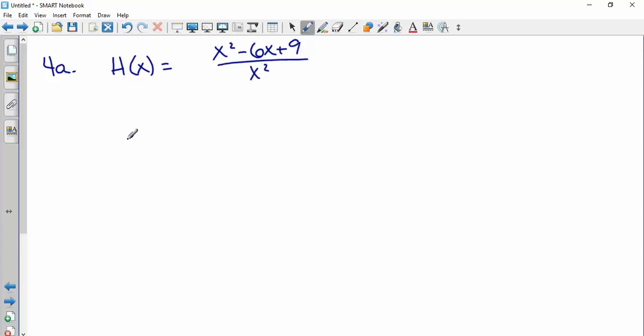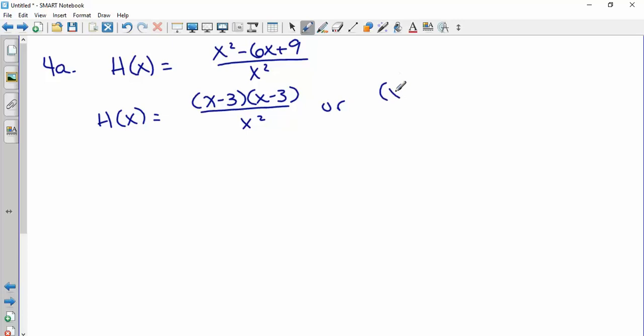Okay, so the first thing I will ask you to do is factor everything. So top and bottom. The top, how would that factor? -3 and -3. You can write it twice like this. If you want, you could also write it as x minus 3 squared. Either way is fine. Second thing, there's no holes on this one, so we don't have to worry about that.